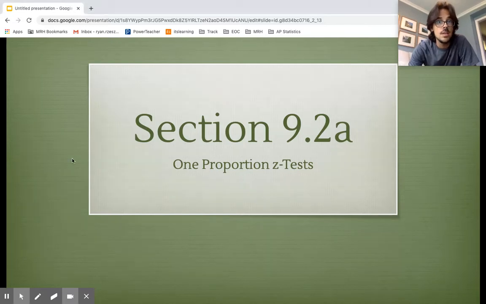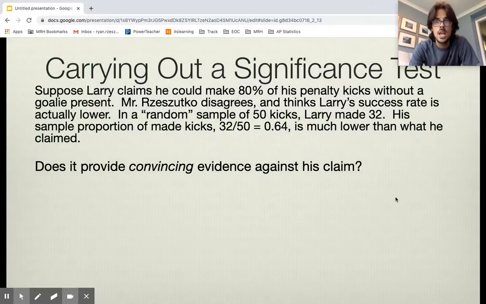So our first big example of our notes today: me and my friend Larry are hanging out talking, and Larry claims that he is just an amazing soccer player. He is so good, and he says he can make 80% of his penalty kicks on an open goal in soccer. So Larry goes out and he says, hey, I can make 80% of my kicks. I, on the other hand, disagree, and I say, no, Larry, you're not that good. You're going to make fewer shots than that. So going in, I kind of have the thought that Larry is not an 80% shooter. He is actually lower than that.